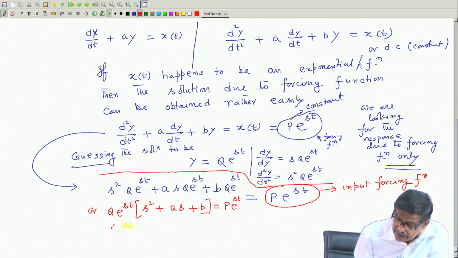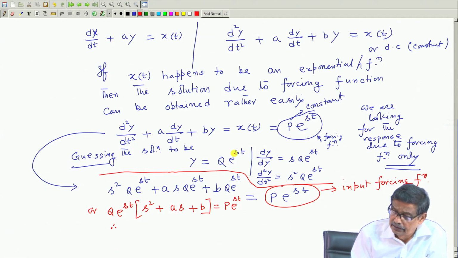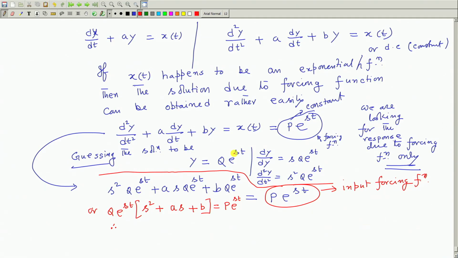Therefore, I have guessed the nature of the solution, but still q is to be determined; this solution is totally not known. So, I will say s is known, mind you, from the input excitation. So, q into e to the power s t is nothing but b into e to the power s t divided by a square plus a s plus b.